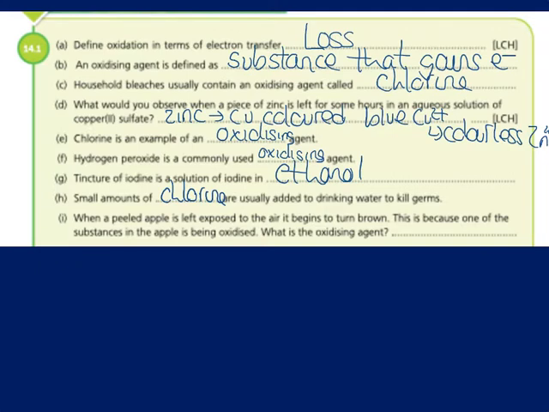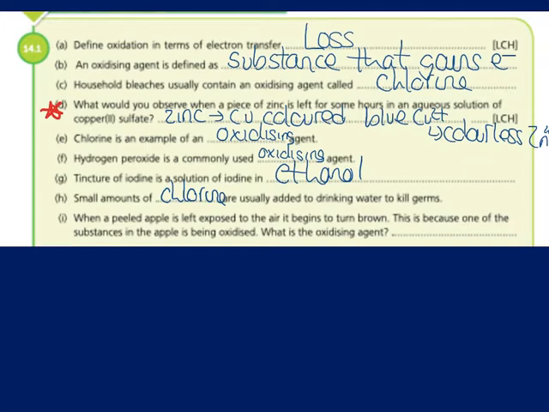So oxidation in terms of electron transfer is loss. An oxidizing agent is the substance that gains electrons. Household bleach contains chlorine as an oxidizing agent. We are going to look at D a little bit more today, but if you put zinc into copper sulfate, the zinc becomes copper colored and the blue copper ions become colorless zinc. Chlorine and hydrogen peroxide are both oxidizing agents. The tincture of iodine uses iodine and ethanol because iodine is insoluble in water.